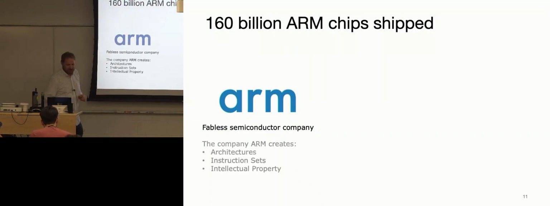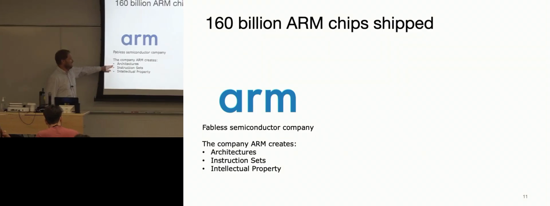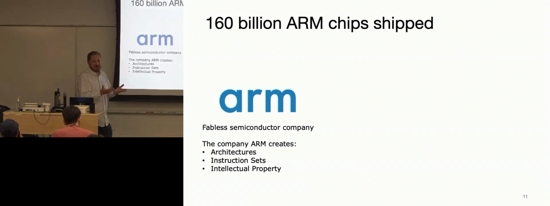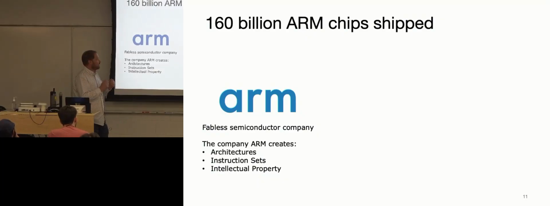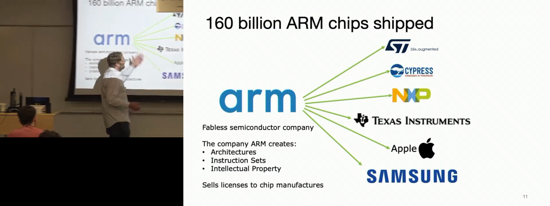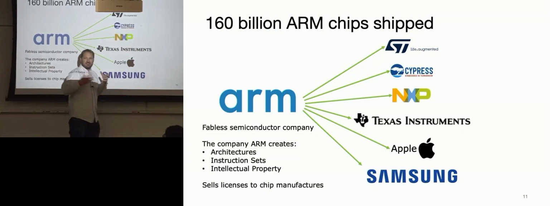So what they do sell as a company is architectures, instruction sets, and the intellectual property to glue it all together. They sell basically the blueprint or the design of the microprocessor and the microcontroller to other companies. So you know some of these other companies. It's things like STM, which you're using, Cypress, NXP, Apple, Samsung. They're all using this architecture.